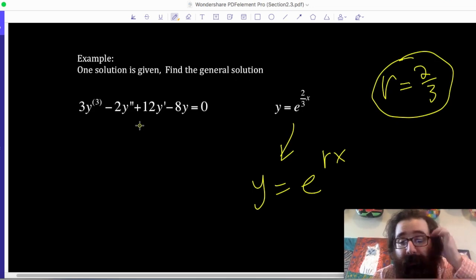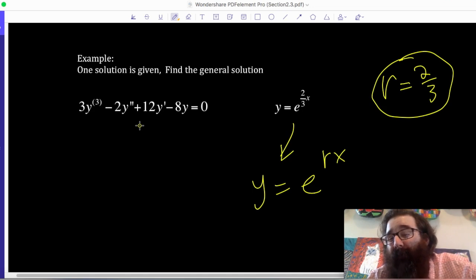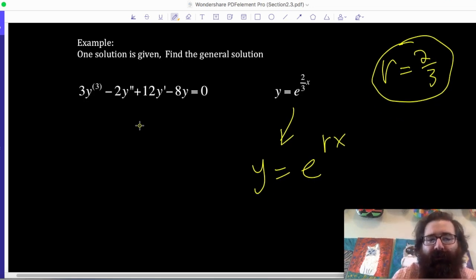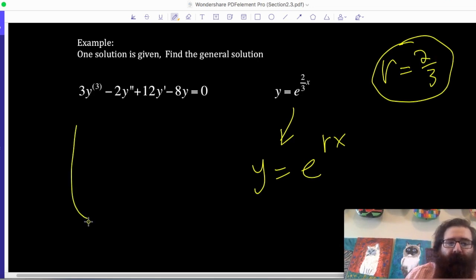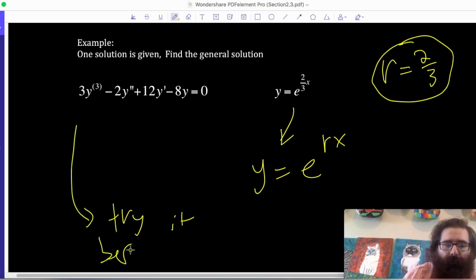Let me know what you get over on our discussion board, and I can let you know if it's looking good or not. This one can be factored, but I would encourage you to try doing the polynomial division instead of trying to factor it, just to get that extra practice in. But let me know what you get for this one. So we'll say this is going to be a try it before you buy it.